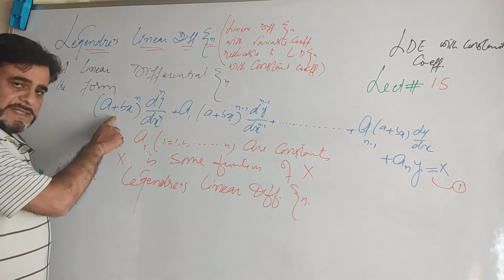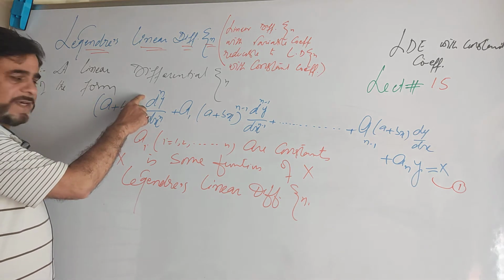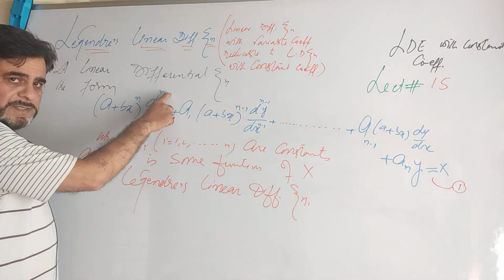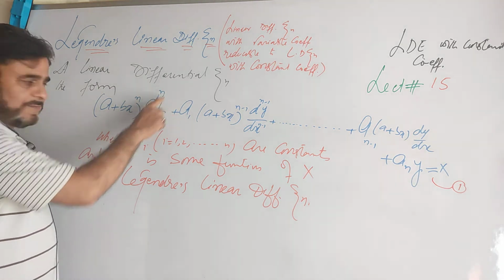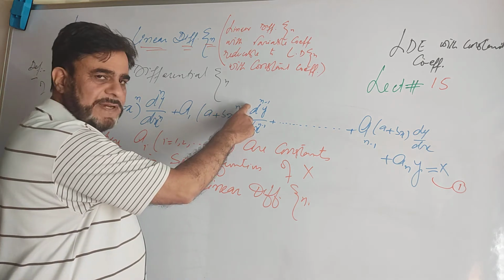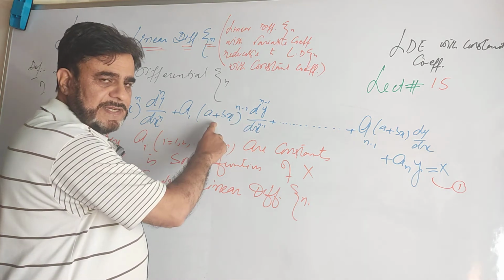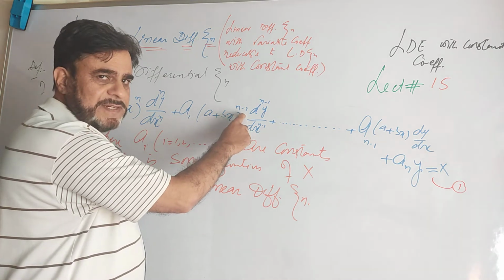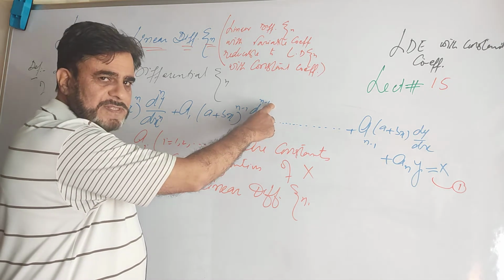You have here any linear factor raised to n, and this n should coincide with the order of this. The order of this derivative is n, d^n y by dx^n. You see here you have (a plus bx) raised to power n minus 1. Linear, again the same linear. Its power is n minus 1, and this should be the same as the order of this derivative.